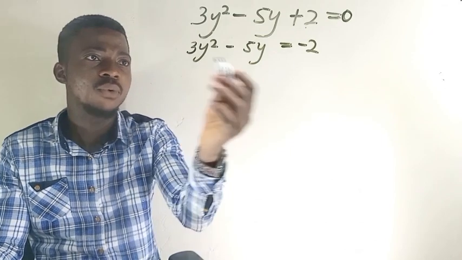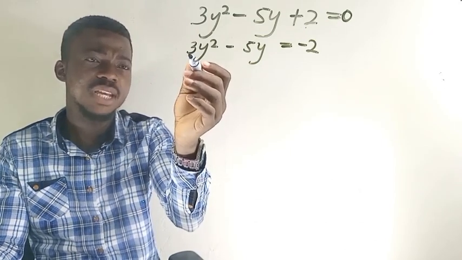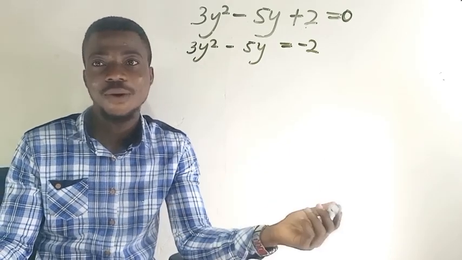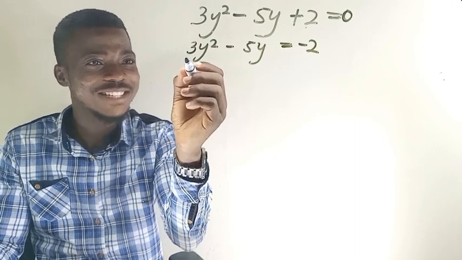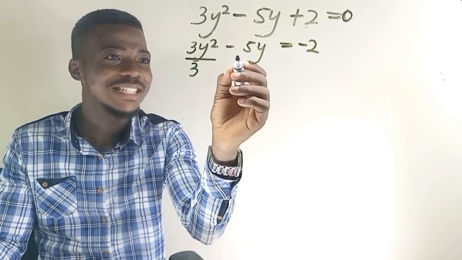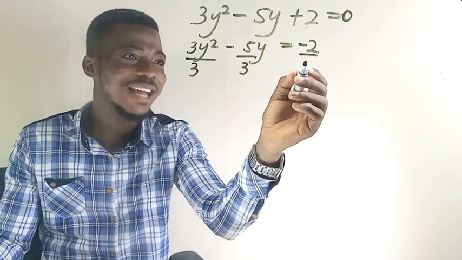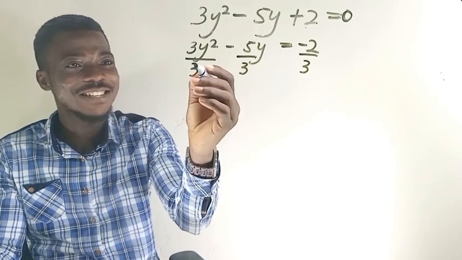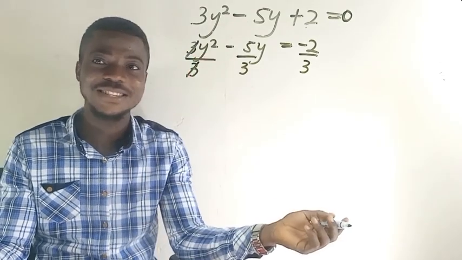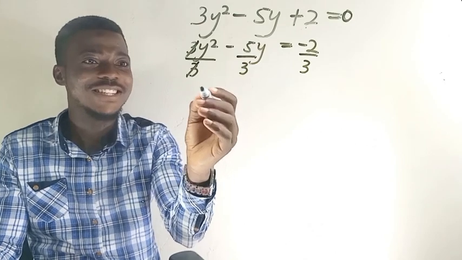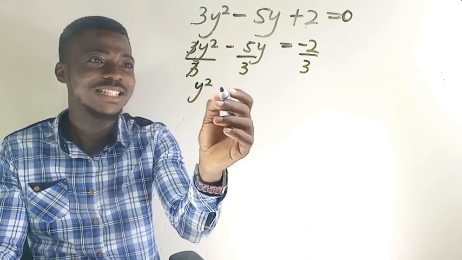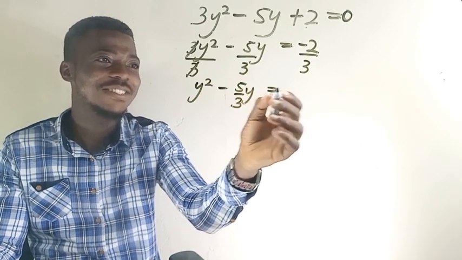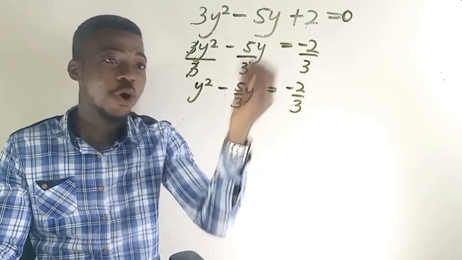Now we have to eliminate this 3, the coefficient of y squared. We want it to be 1. So we have to do something to it. What do we do? We have to divide this by 3, divide this by 3, and divide this one also by 3, so that we can cancel out the 3. The others you can leave. Let's write the whole equation again. So you're going to have y squared minus 5 over 3y equal to negative 2 over 3.